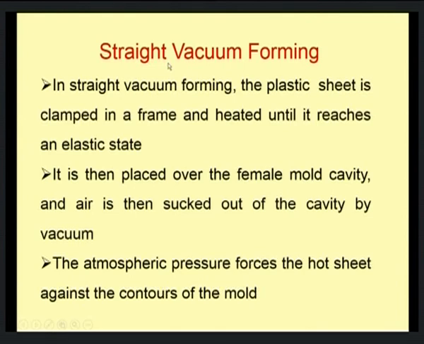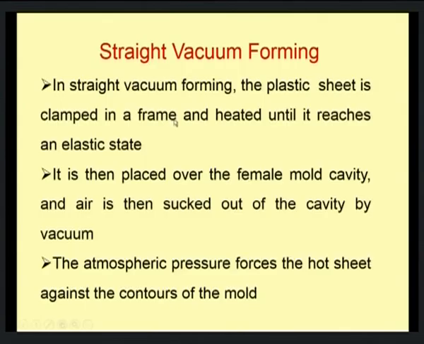First one is the straight vacuum forming. In this method, as the name itself implies, vacuum is straight away applied at the bottom of the mold. As usual, the first step is the plastic sheet is clamped in a frame and it is heated, as a result it will get softened until it reaches an elastic state. It is then placed over the female mold cavity and the air is then sucked out of the cavity by vacuum, that is, vacuum is applied at the bottom of the mold. Now, the atmospheric pressure forces the hot sheet to take the shape of the contour of the mold.